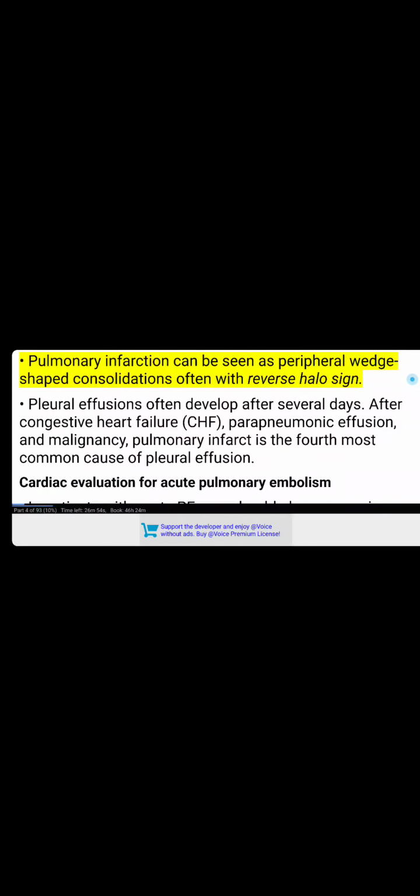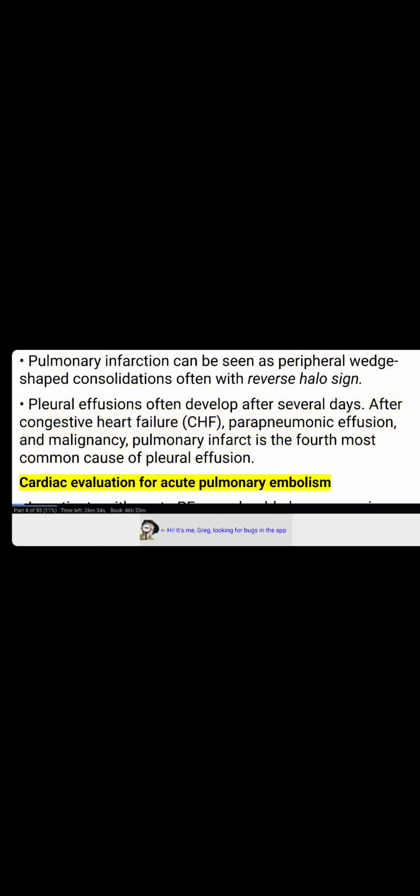Pulmonary emboli tend to lodge at vessel bifurcations. Pulmonary infarction can be seen as peripheral wedge-shaped consolidations, often with reverse halo sign. Pleural effusions often develop after several days. After congestive heart failure, CHF, parapneumonic effusion, and malignancy, pulmonary infarct is the fourth most common cause of pleural effusion.